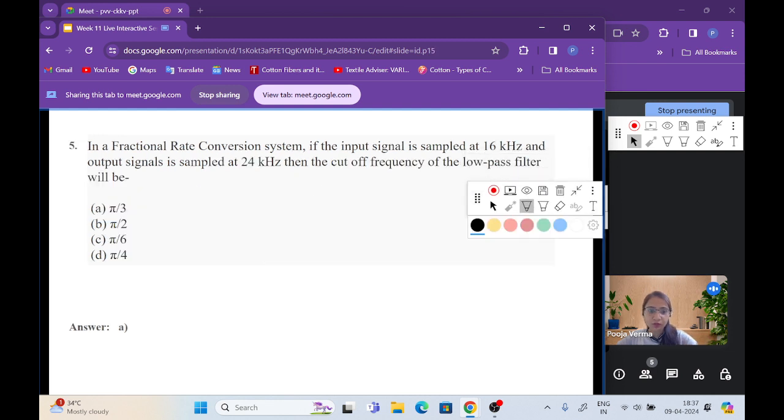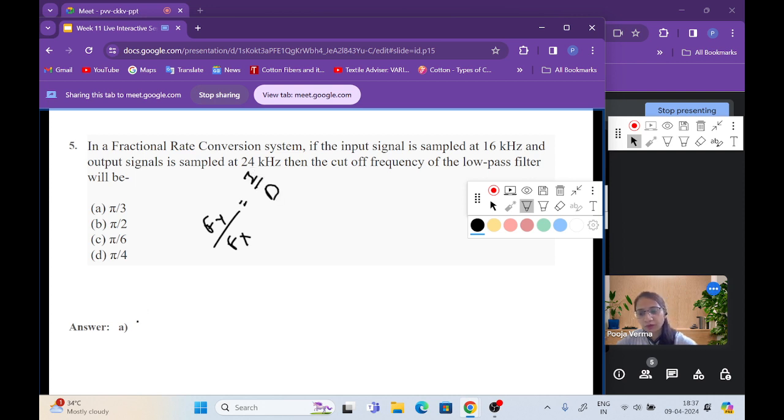Okay, so I'm moving to the next question. In a fractional rate conversion system, if the input signal is sampled at 16 kHz and output signal is sampled at 24 kHz, then the cutoff frequency of a low pass filter will be? So this question is also related to sampling rate conversion system. So already we know the relation of sampling rate conversion, the input signal, output signal, decimator, interpolator, that is Fy by Fx divided by I by D.